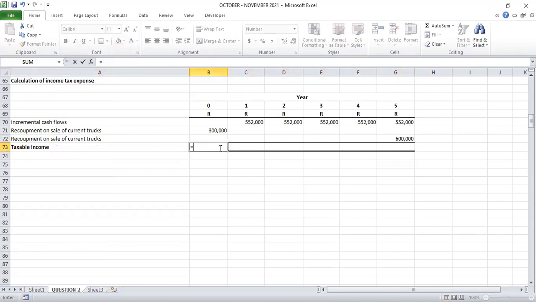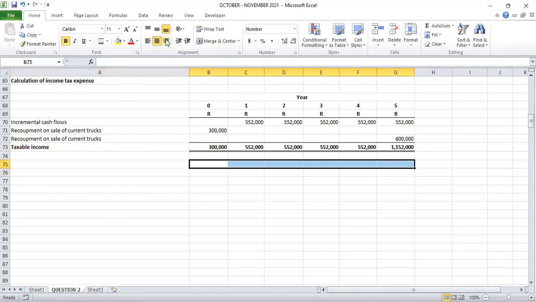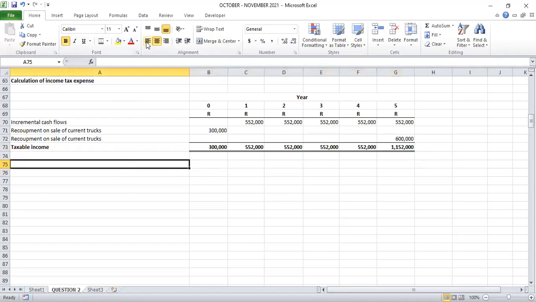Which is equal to the sum, that will be our taxable income. Then we get our income tax expense at 28%.